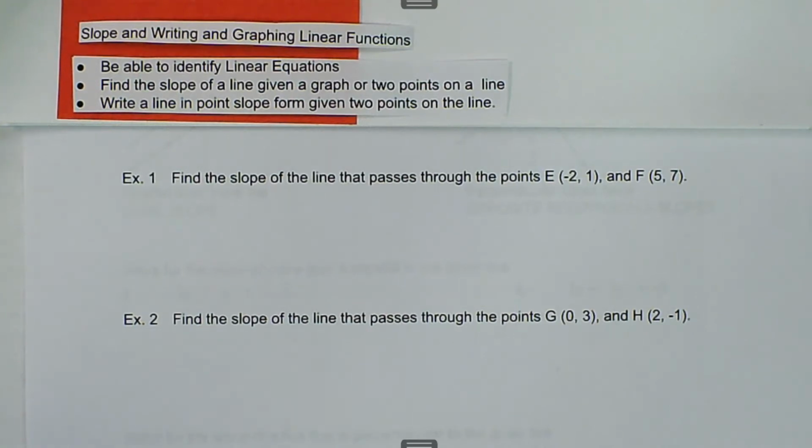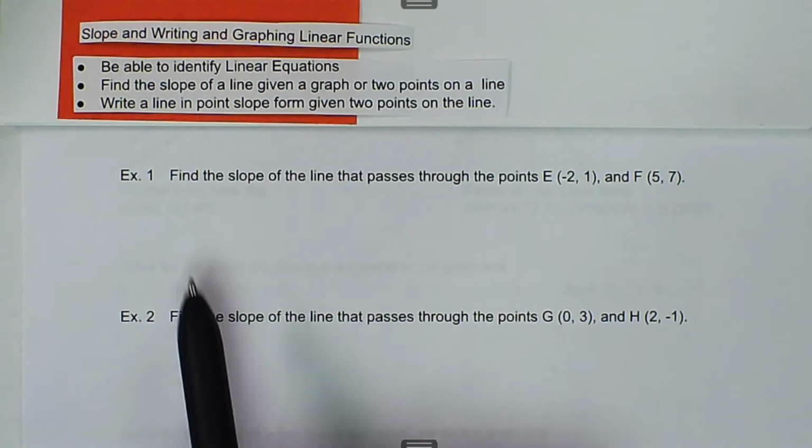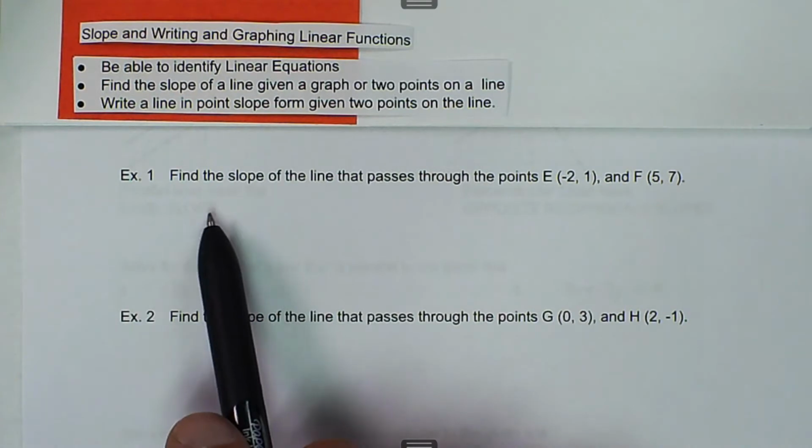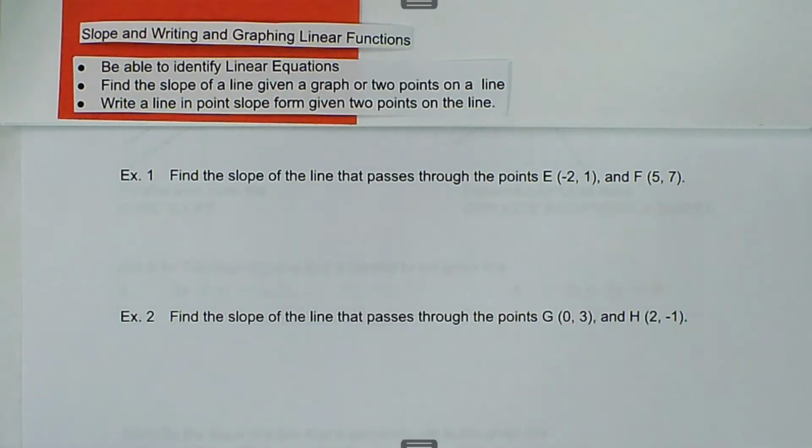We are talking about slope and writing graphs of linear functions, and we want to be able to find the slope of a line given a graph or 2 points on a line. So in this case, we have the example of 2 points on a line, and it says find the slope that passes through point E and point F.